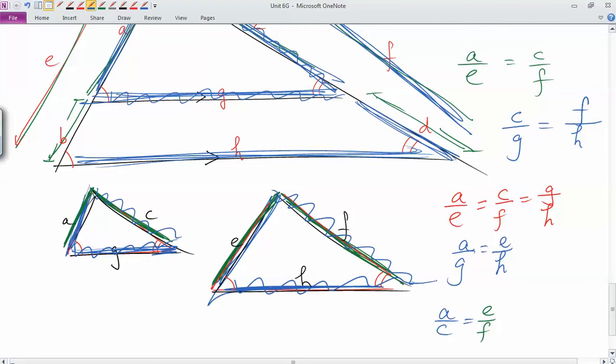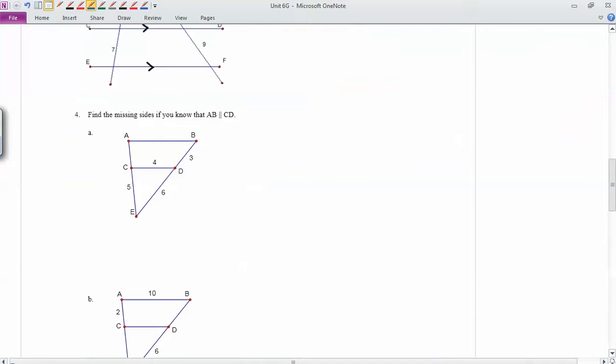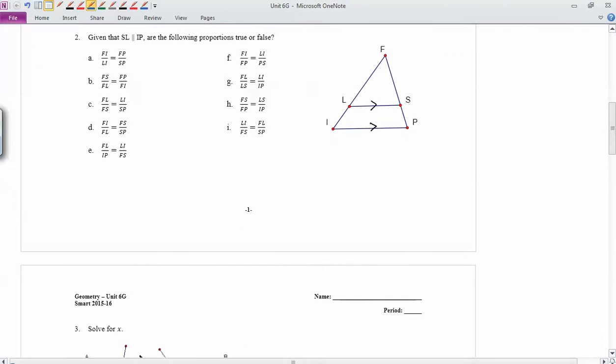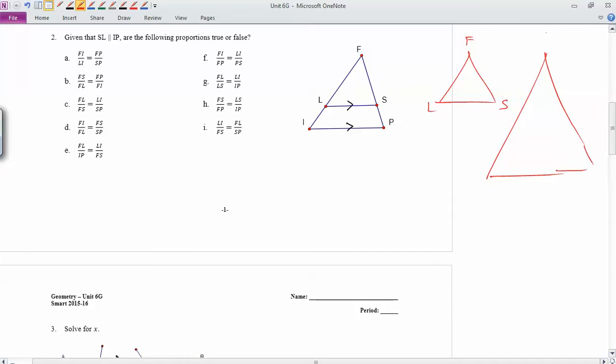Okay? So let's go back up to number 2 and see what we can come up with. So I'll also draw the triangles separately here. So here's F, L, S, and here's F, I, P. And since these are parallel, we know this angle goes with that one, this angle goes with that one. So we've got similarity for sure, AA similarity. Okay, and then let's match some stuff up.